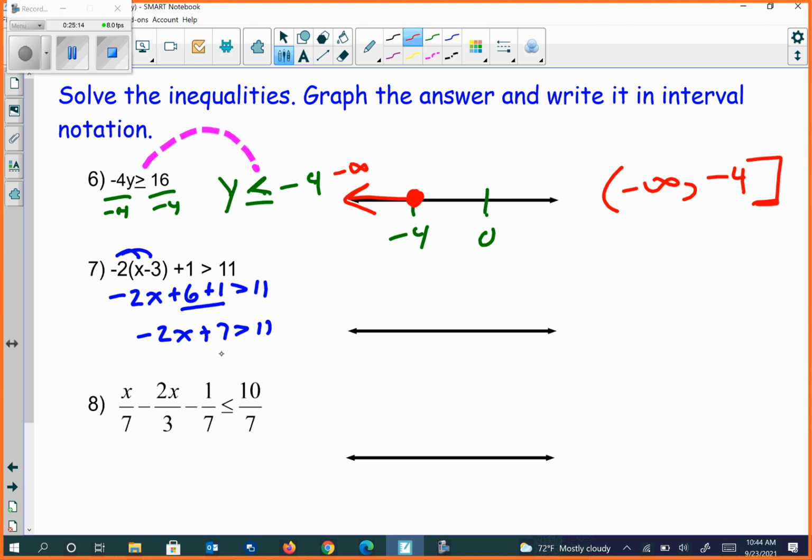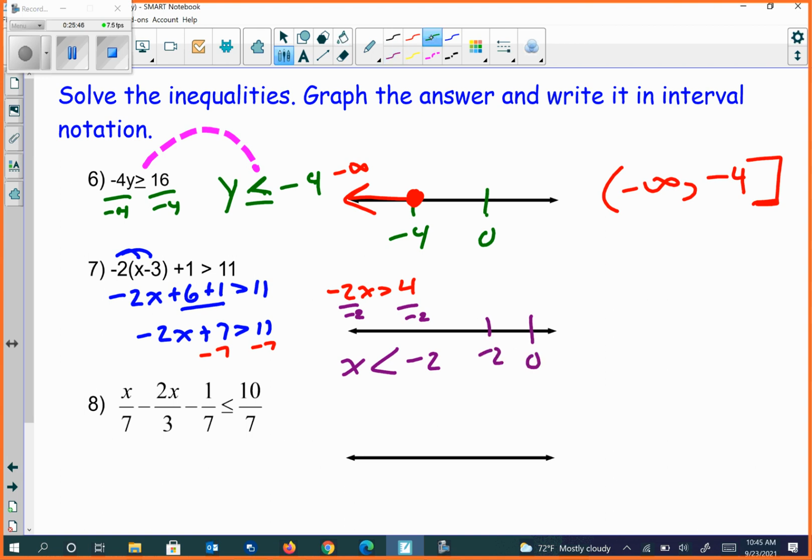Okay, after that, subtract 7 from 11. Good. So that's going to give me negative 2x is greater than 11 minus 7, 4. Is that right? What's the last step? Divide by negative 2. Being I divided by a negative, what's the sign going to do? It's going to flip over. 4 divided by negative 2 is how much? Negative 2.